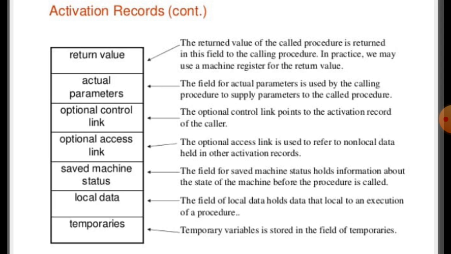And the field for saved machine status holds information about the state of the machine before the procedure is called. And the field of local data holds data that is local to an execution of a procedure. And temporary variables are stored in the field of temporaries.